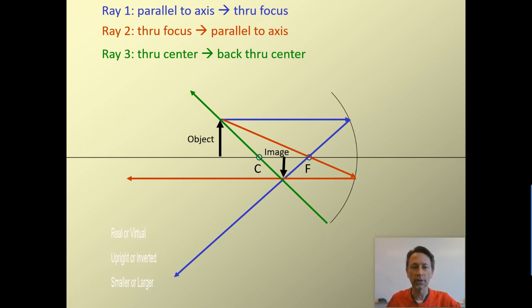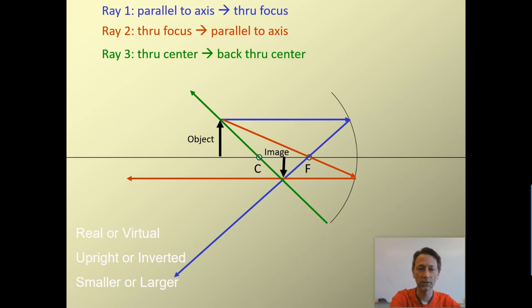So now what we want to know is, is it real or virtual? So remember, real is when all of the actual rays touch the image. Virtual is when the dotted lines hit the image. So since these are all actual rays, it's going to be real. And is it upright or inverted? It's not upright, it's upside down, which is inverted. And is it larger or smaller than the original object? That is going to be smaller. So it's a real, inverted, and smaller image.